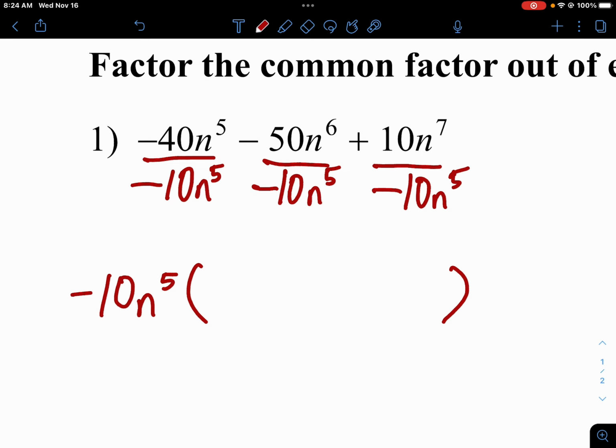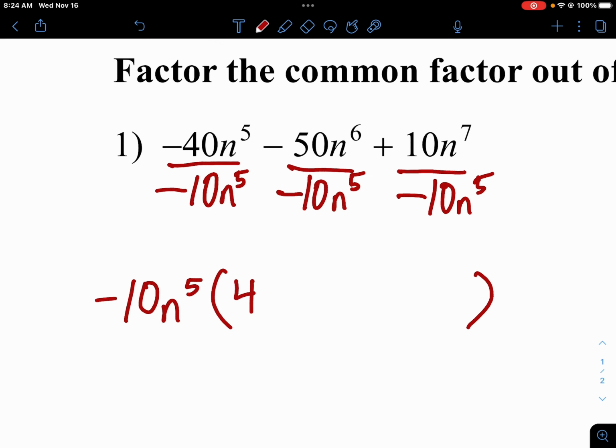Okay, and then we just divide. So negative 40 divided by negative 10 is 4. n to the 5th divided by n to the 5th is 0, so I'm done with that one. Negative 50 divided by negative 10 is a plus 5. And then n to the 6th divided by n to the 5th is just n. And then 10 divided by negative 10 is a negative 1. Then n to the 7th divided by n to the 5th is n squared. And so that's all I got right there.